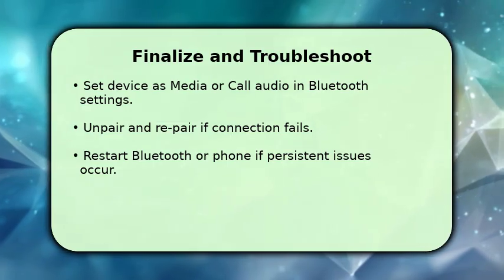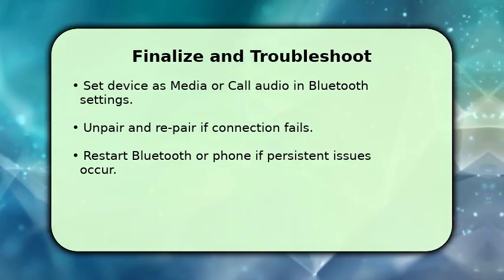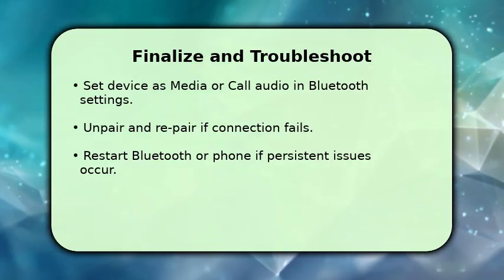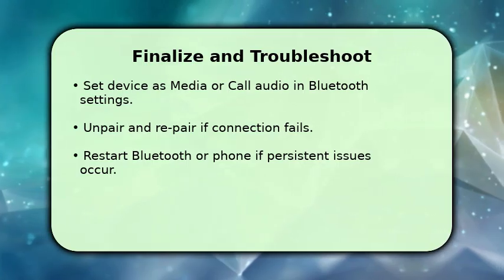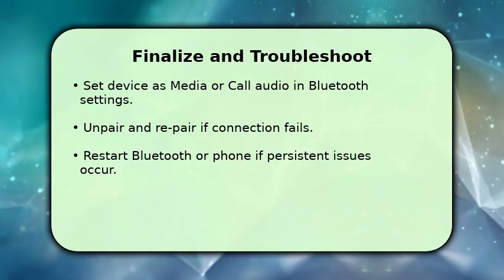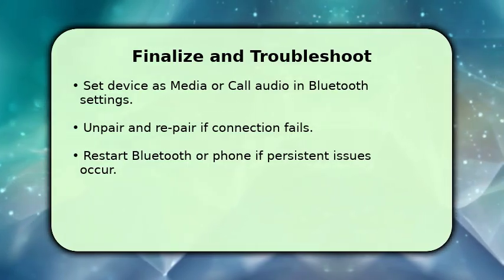If pairing fails, unpair or forget the device and repeat the process, because cached profiles can block new connections. Make sure to restart Bluetooth or reboot the phone if problems persist, since that clears temporary radio or software glitches. One key troubleshooting tip: toggle airplane mode briefly to reset wireless stacks before trying again.